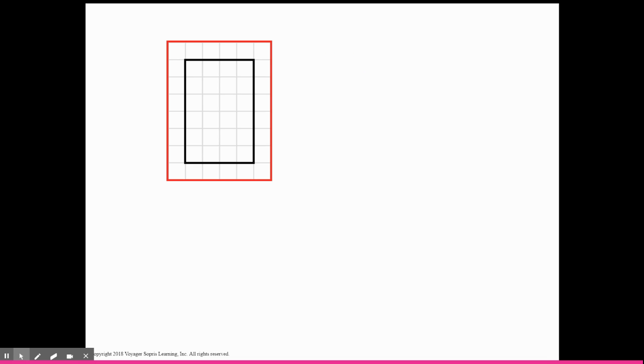So let's begin with a rectangle on this grid. The rectangle covers 24 square units. There are 24 squares in the rectangle. We can count these squares from 1 to 24, or we can count 1, 2, 3, 4 across the top, 1, 2, 3, 4, 5, 6 down the side, and 4 times 6 gives us 24.